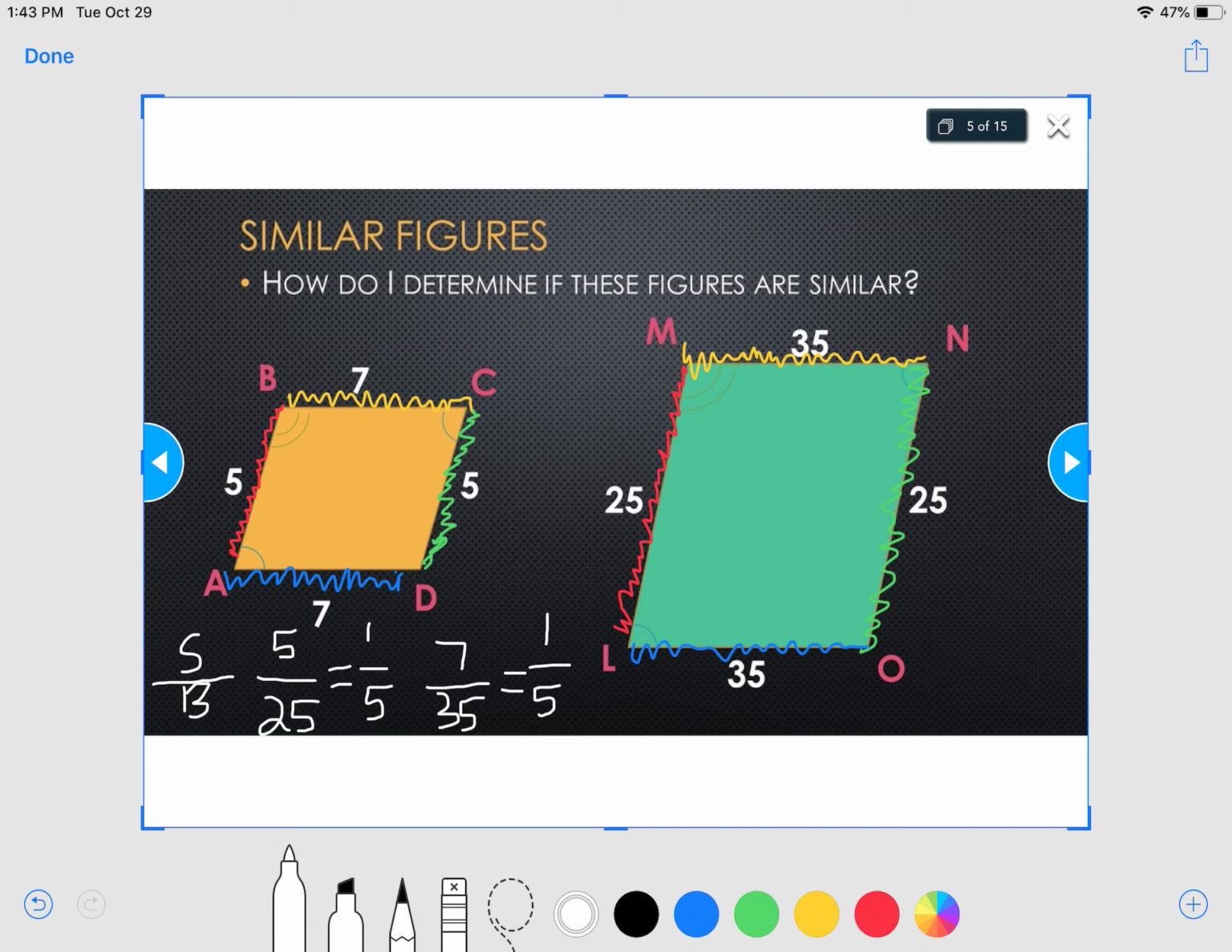Right, let's look at the green side. I'm not going to write this one down because it's the same thing. The small figure has 5 and the big figure has 25. 5 over 25 is 1/5. Same thing with the blue. The small figure has 7. The big figure has 35. So all sides reduce into 1/5. Therefore, the scale factor here, or the proportion, is 1/5.